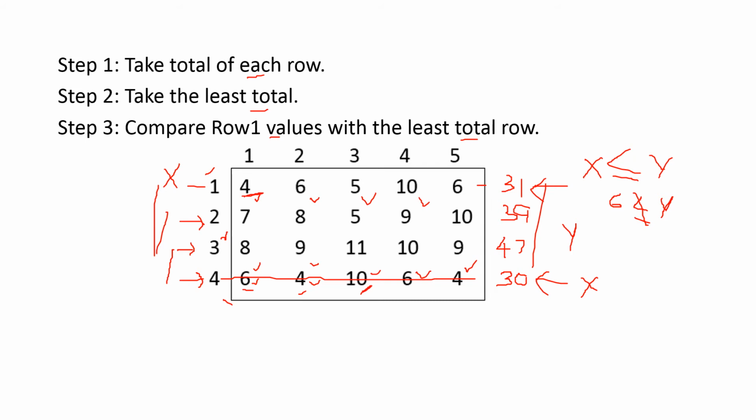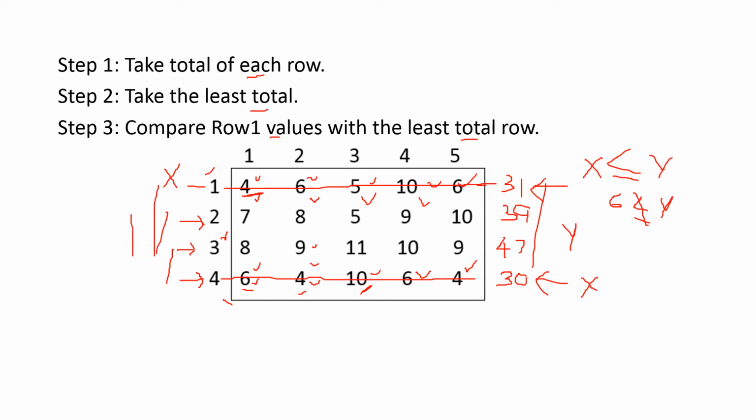Okay. So 4 and 8, it is okay. 6 and 9, 6 is less, okay. 5 is less, that is okay. Also okay. 10 is equal to, okay. And 6 is less, okay. Now see, this row you have to ignore, okay. Now you are having second row and the third row with you.